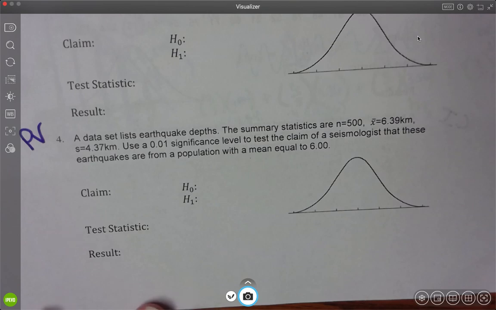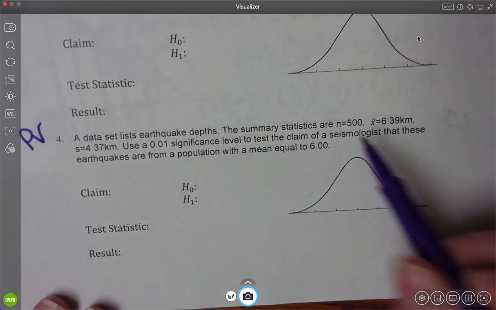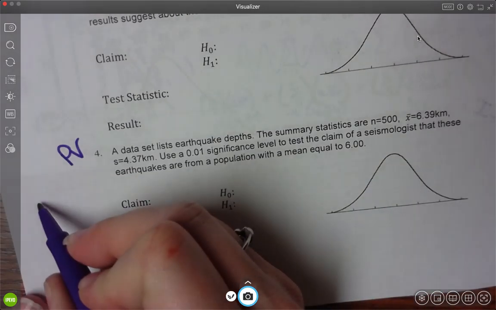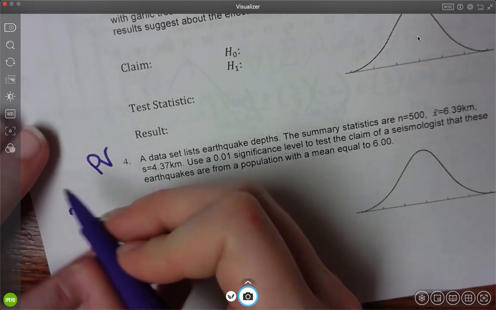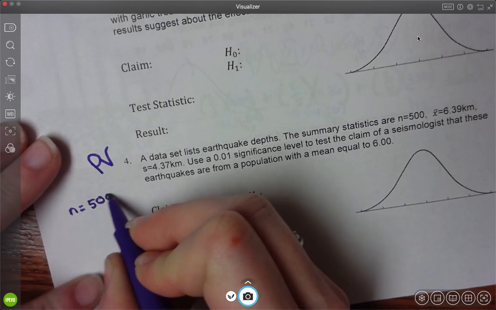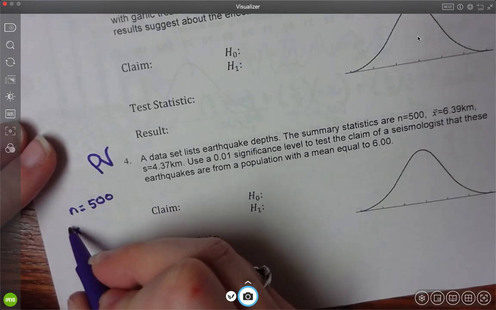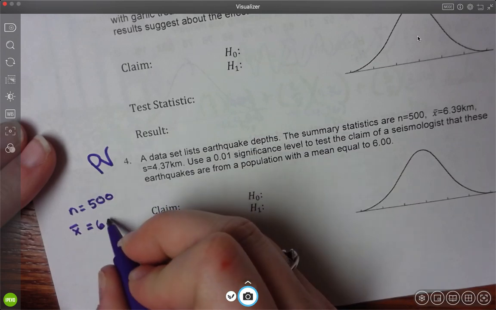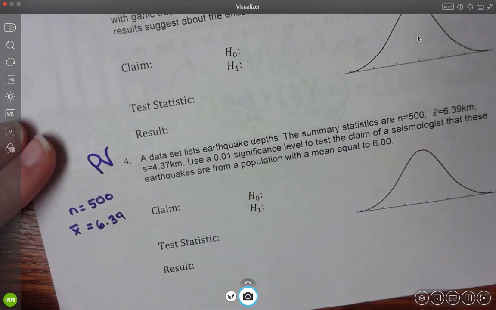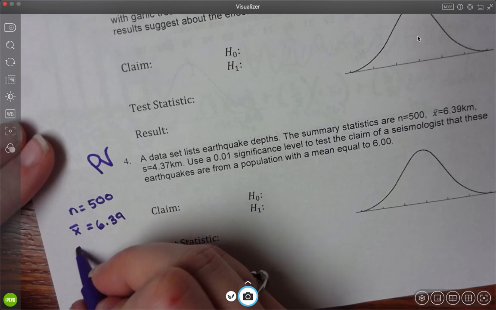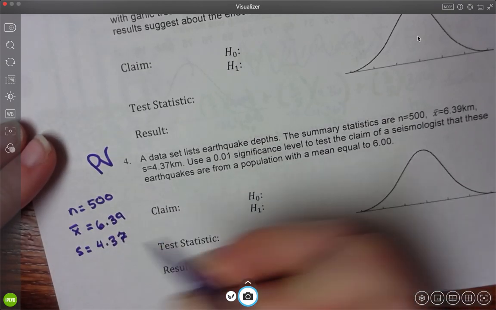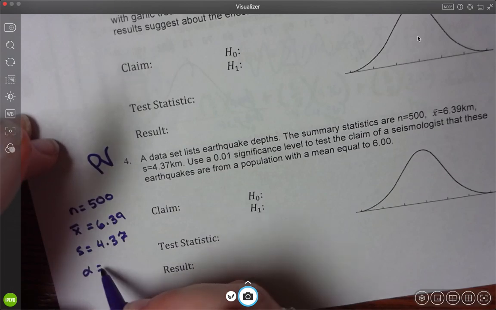So this is p-value method. They're giving us a data set for earthquake depths, and I'm just going to write all the information off to the side. This is a really good idea to do so that you don't have to look back in the paragraph and gather it all back up again. So standard deviation 4.37, and use a significance level of 0.01.